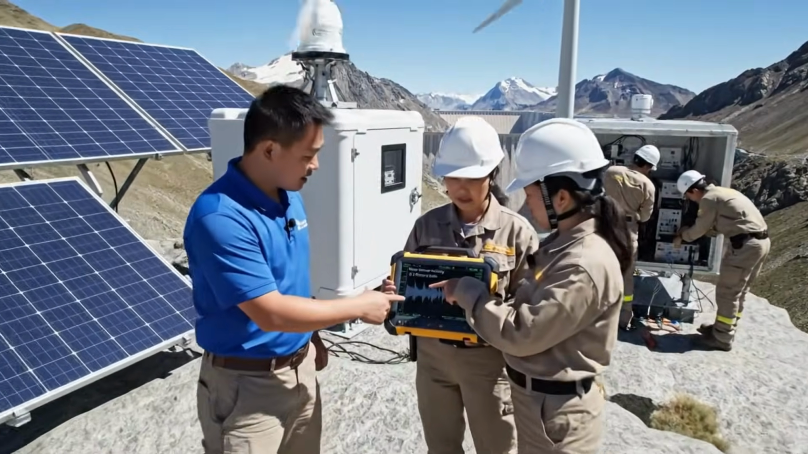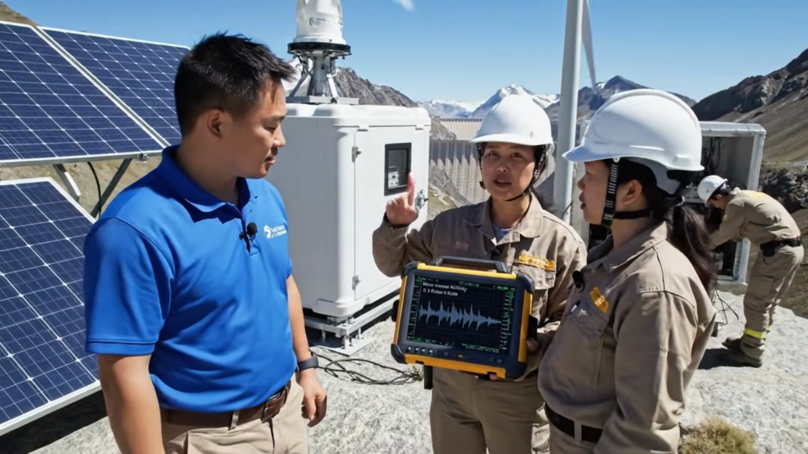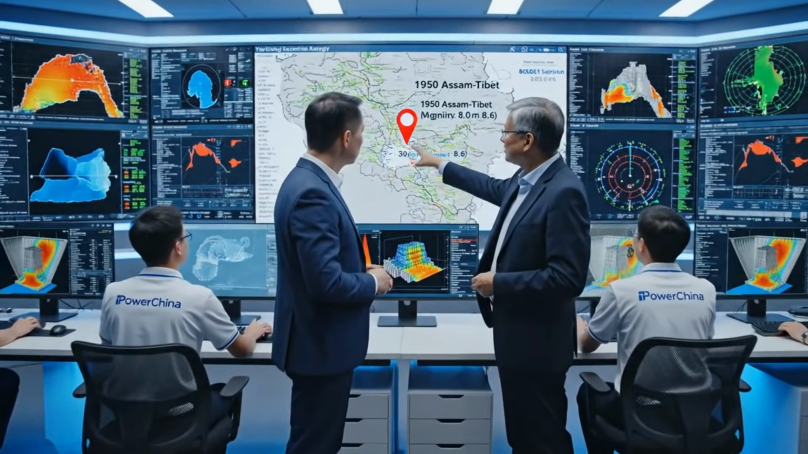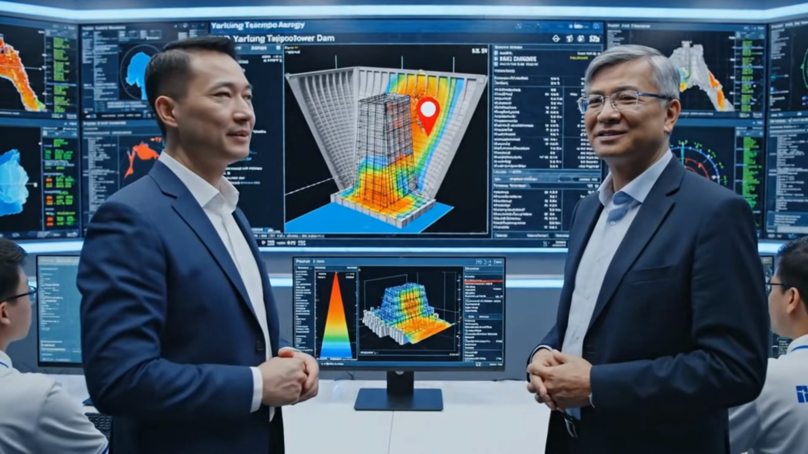What does this spike here indicate? The 0.1 tremor? Is that normal for the area? Yes, these microtremors are expected. The 1950 Assam-Tibet earthquake, 6.